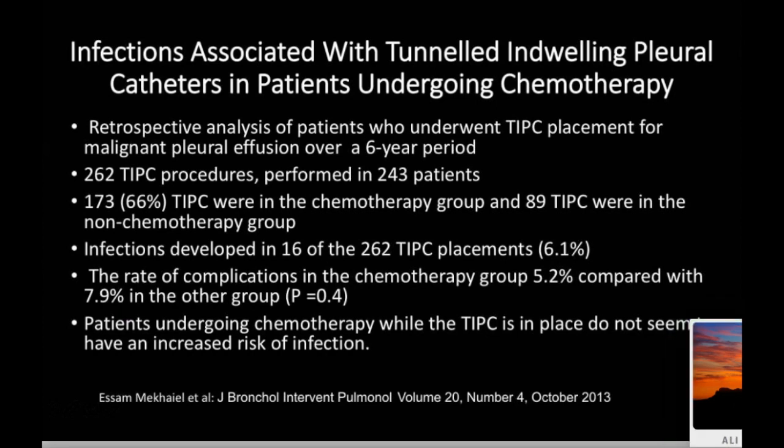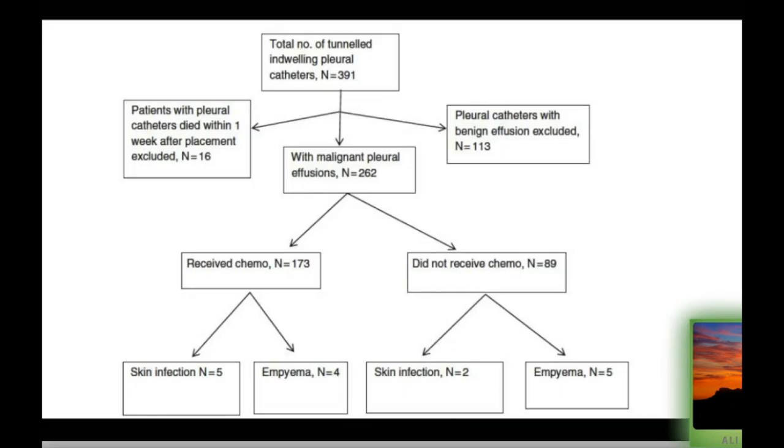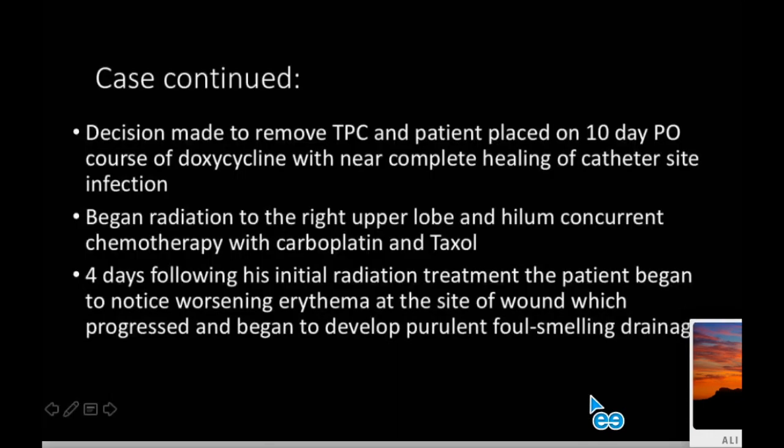And tunnel catheters allow you to catch the skin infection much sooner, before it gets to the pleural space and infects the pleura. Again, the same breakdown with patients with pleural catheters, with malignant pleural effusion, received chemo, did not receive chemo. Patients who received chemo, skin infection is 5, empyema 4; skin infection is 2, empyema 5. So it's pretty compatible. Just that perhaps in the chemo group, infections actually not statistically significant, but maybe it just gets a little quicker to the pleural space. It's not proven by any study.